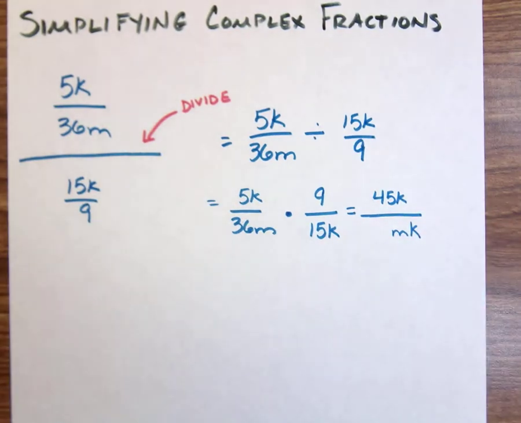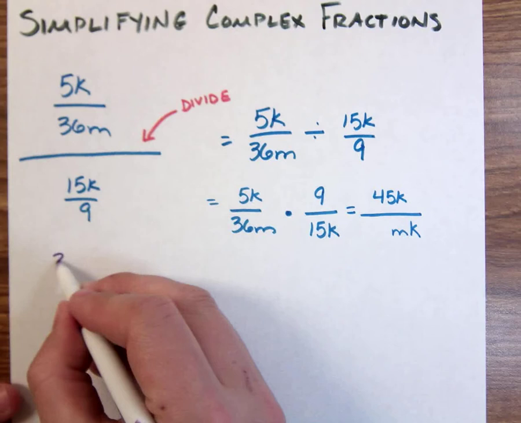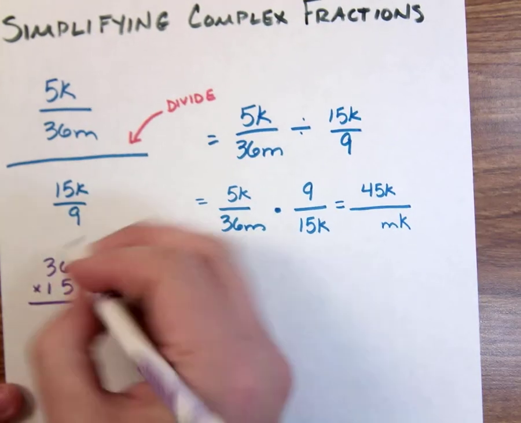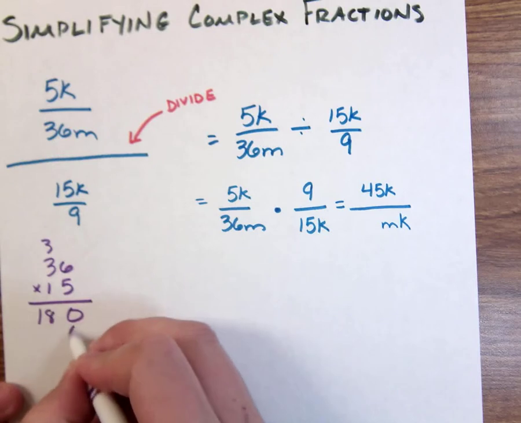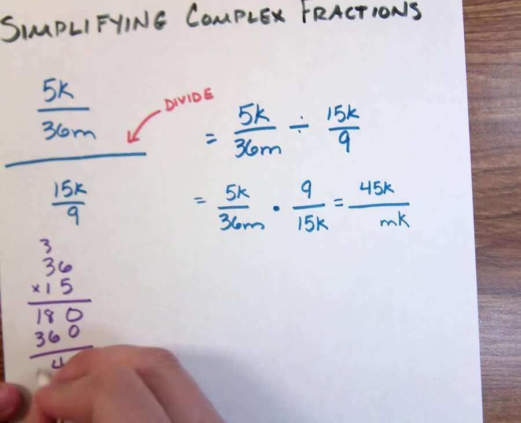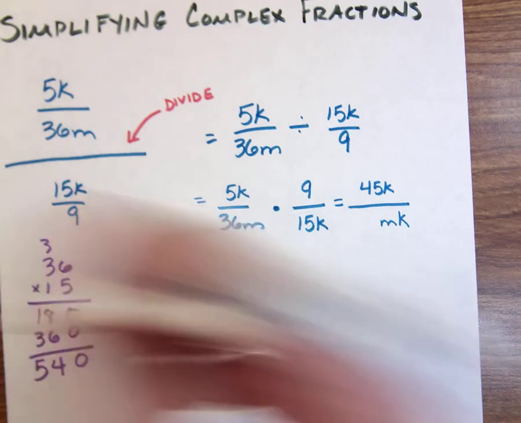So 36 times 15, I'm going to come over and do that on the side here. 36 times 15. I will very quickly multiply this because none of you punks will get out a calculator and help your poor math teacher from having to do it. It's too late, I already did it.